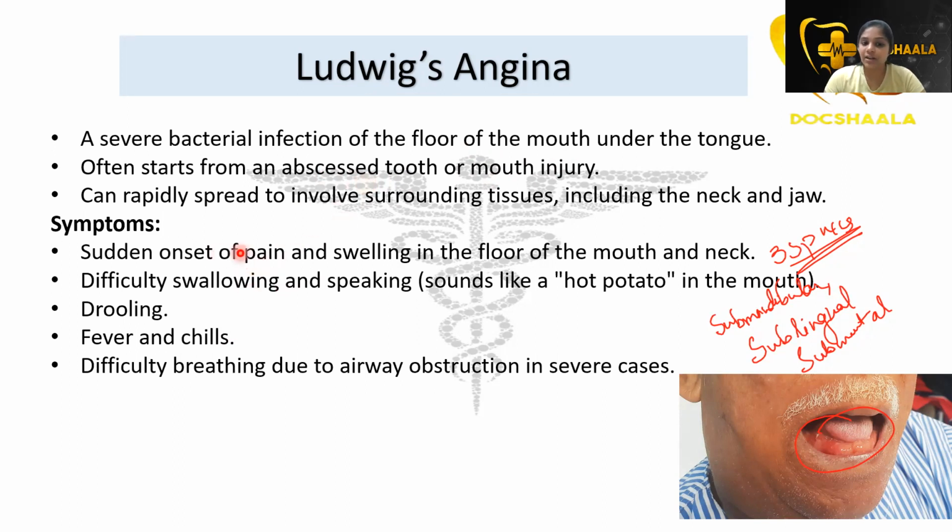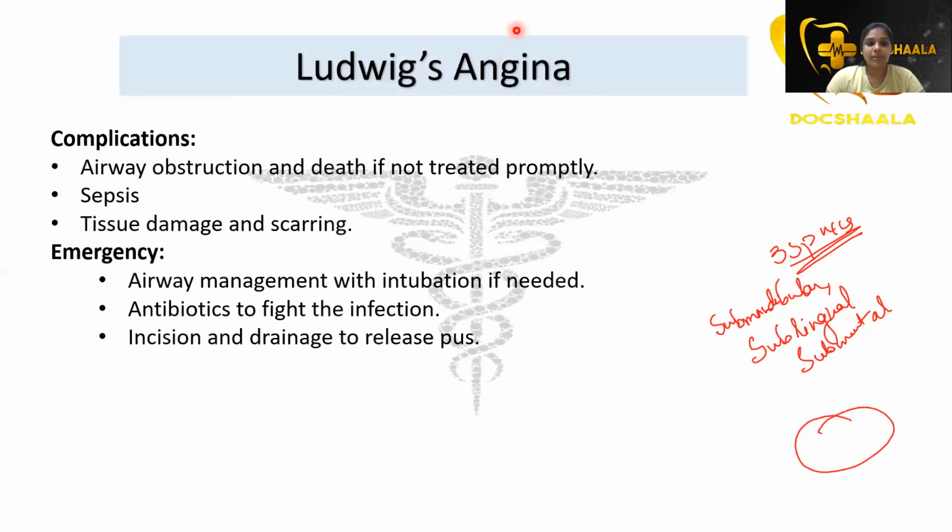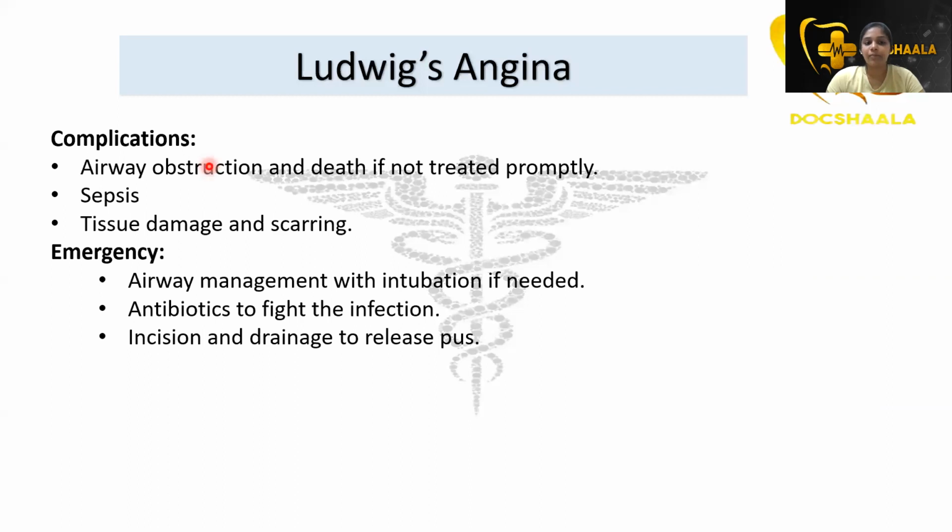The symptoms include sudden onset of pain, and swelling of the floor of the mouth and neck. Difficulty in swallowing and speaking is there. Speaking sounds like a hot potato in the mouth. Drooling may be seen. Fever, chills, and difficulty in breathing are seen due to airway obstruction in severe cases. Then, coming to the complications: the complications include airway obstruction and death if not treated properly.